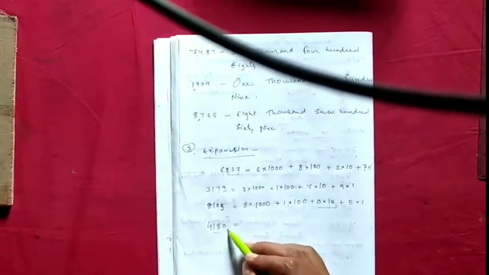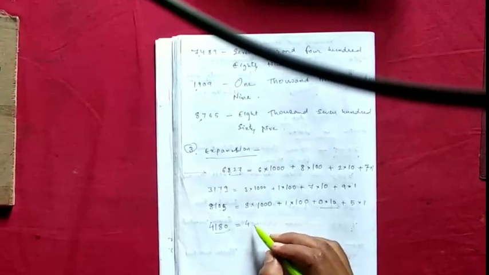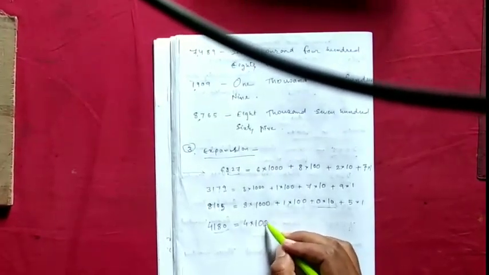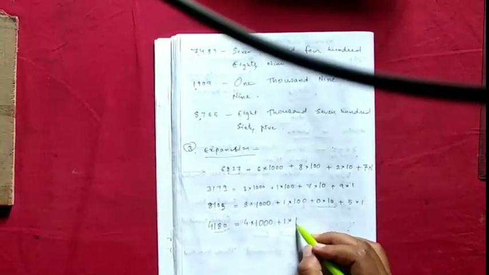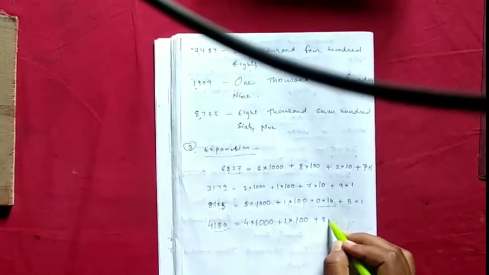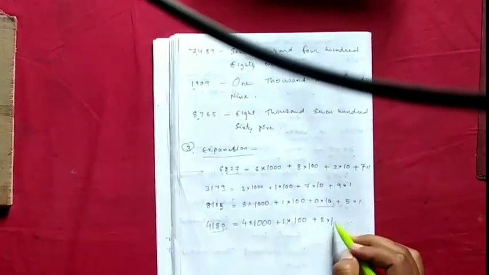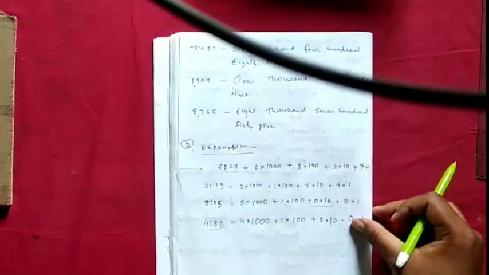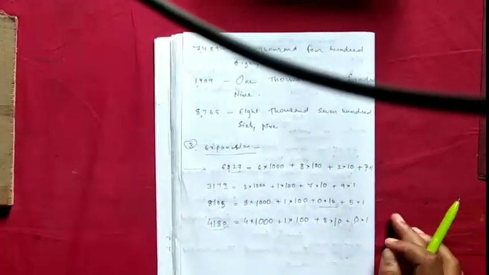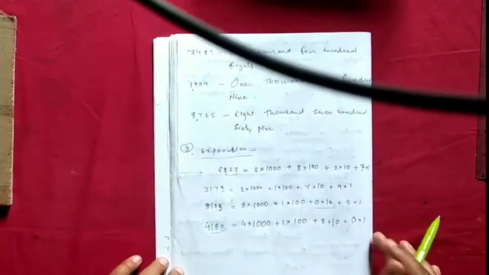Last one, 4180. 4 into how many numbers? 3 numbers. So 4 into 1000, plus 1 into 100, plus 8 into 10, plus 0 into 1. This one is not needed, because 0 into any number is 0. So no need to write this one, but as per the rule we can retain it, no problem.